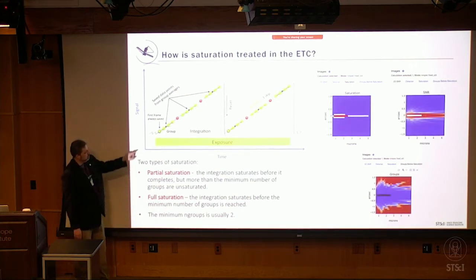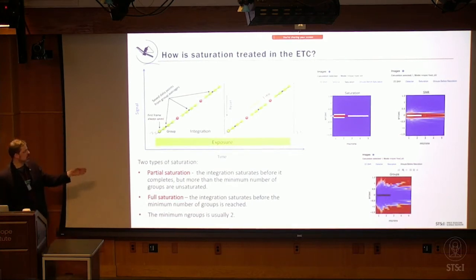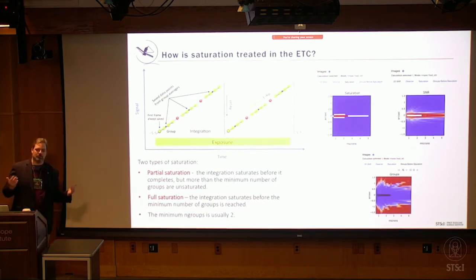So the ETC displays those 2 types of saturation in the user interface here. And so the value of the saturation map can be 0, 1, or 2. So 0 is not saturated, 1 is the partial saturation, and 2 is the full saturation. And then the take-home is just if you have full saturation, you lose the data there. If you have partial saturation, you can still use it, but you don't get benefits from going longer on something that's partially saturated because you don't improve your signal to noise at that point anymore.